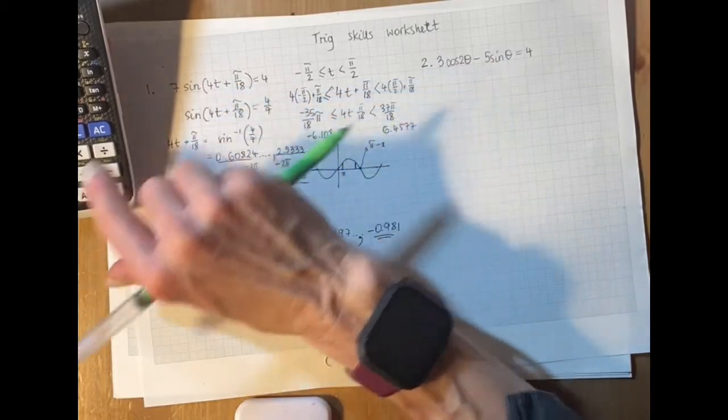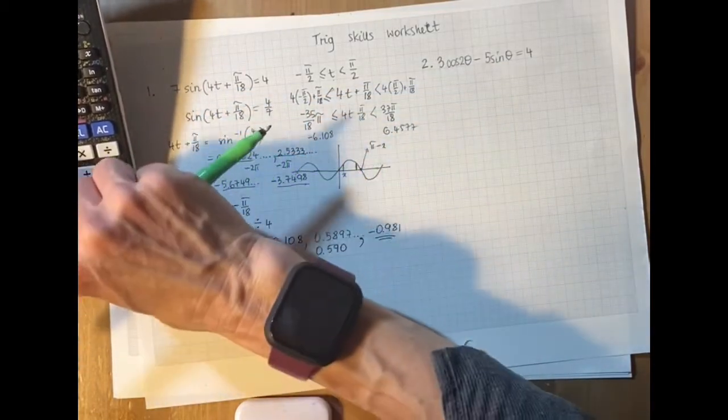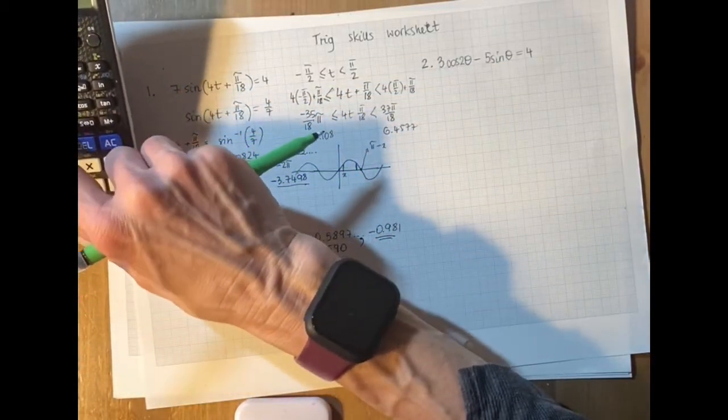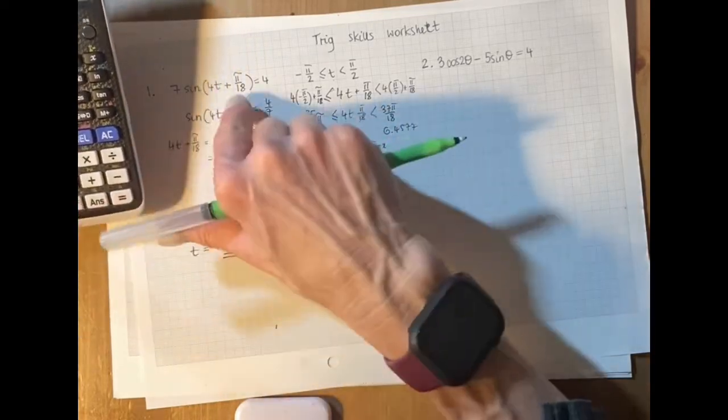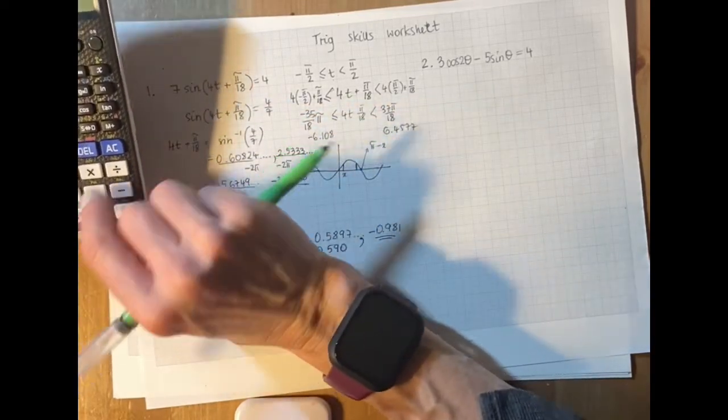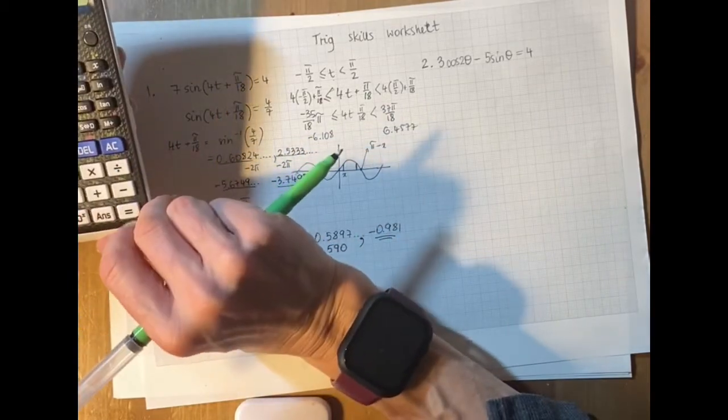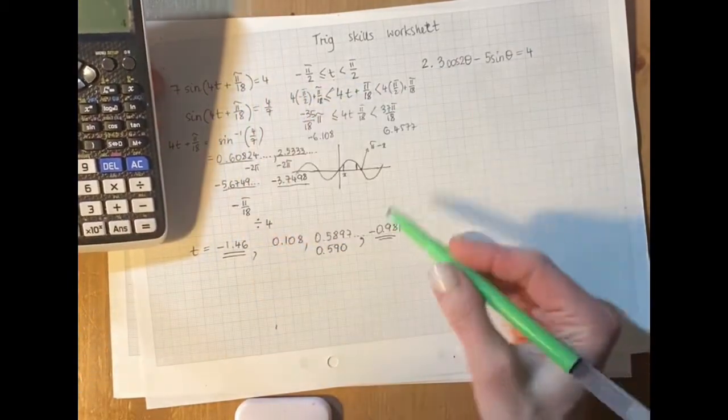Let me just use the exact form. So if I do 7 sine, and then all I need to do is do 4 times ans plus pi over 18, that gives me the answer 4. So I know definitely that's right.